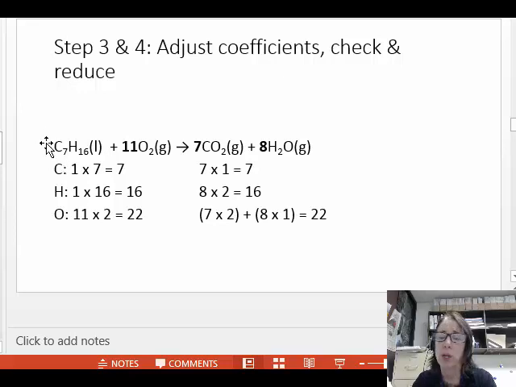For carbon, 1 times 7 is equal to 7 times 1. For hydrogen, 1 times 16 is equal to 8 times 2. For oxygen, 11 times 2 is equal to 14 plus 8. Our equation is balanced, and the coefficients of 1, 11, 7, and 8 have a greatest common factor of 1, so the coefficients do not need to be reduced.